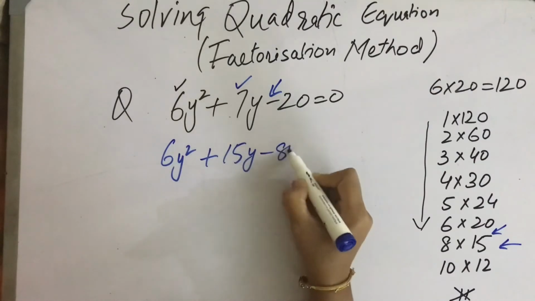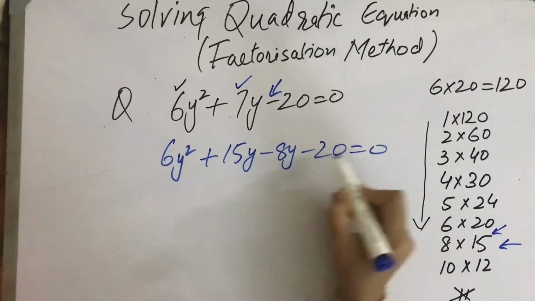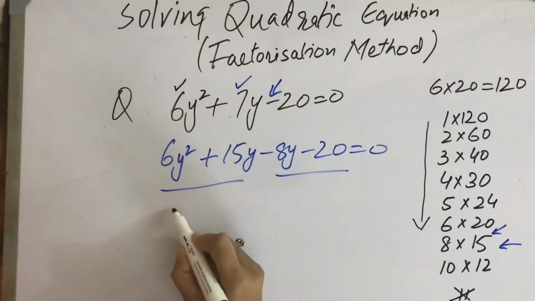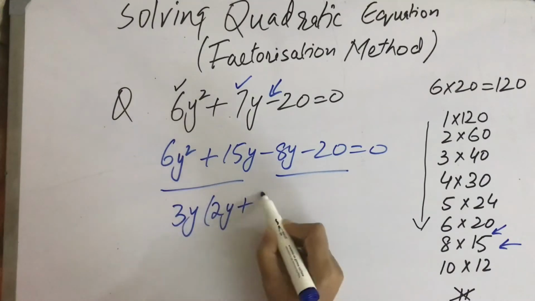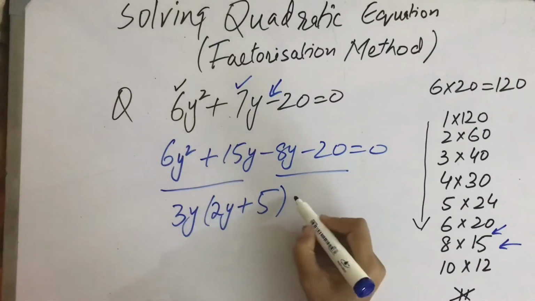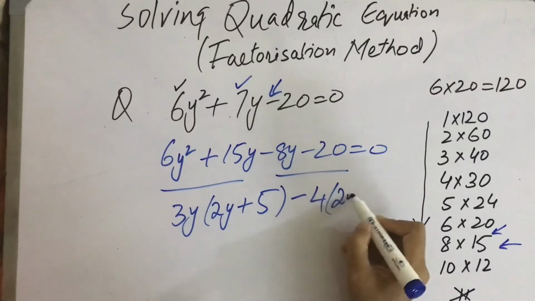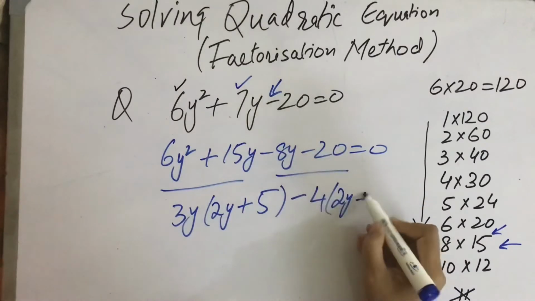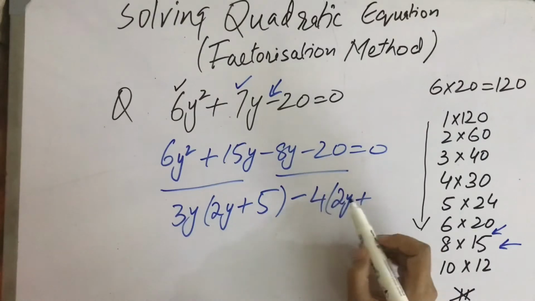15y minus 8y will give you 7y, and after making the pairs from here you will have 3y common, 2y plus 5, 3 2 times 6y square, 3 5 times 15, minus 4 is maximum common here. You will have again 2y, negative sign outside, inner sign will be positive. When you take negative sign outside, inner signs will be opposite.